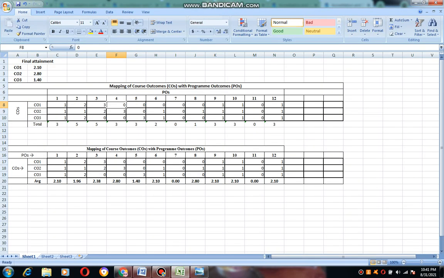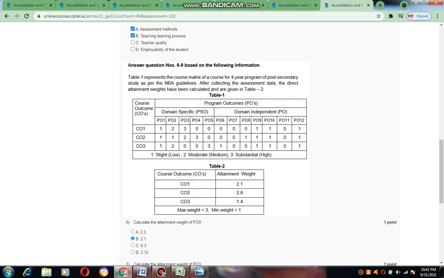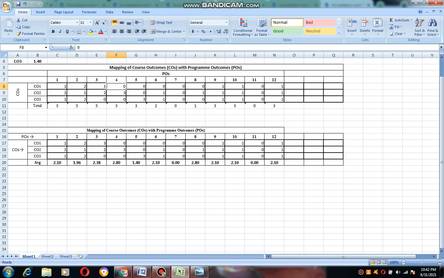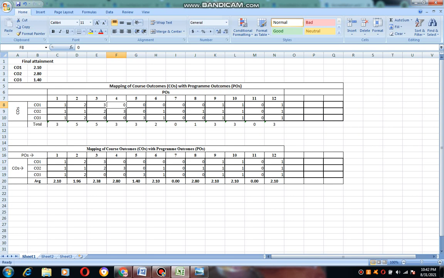2.1, 2.8, 1.0, and whatever values they have given in the PO table, the domain specific and domain independent values, like slight, moderate, substantial, high, I pasted the same values here, and I calculated the average of each and every PO here. And finally I have mapped all these things, so I have calculated the weight of each and every PO by using this particular formula.